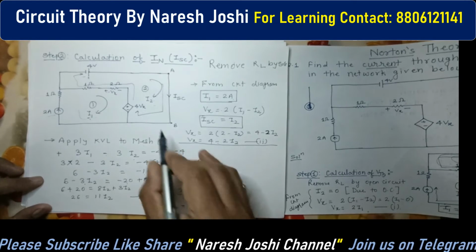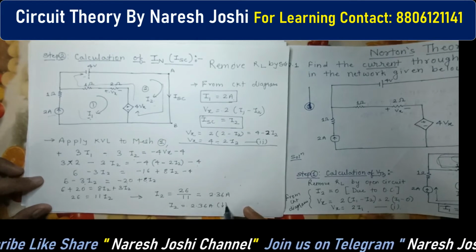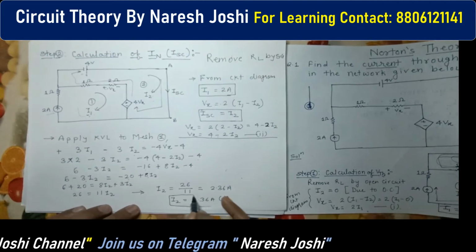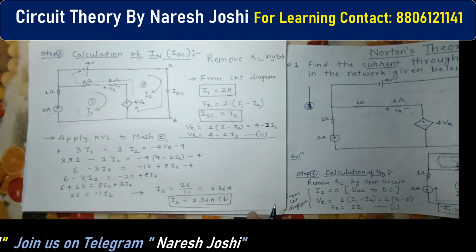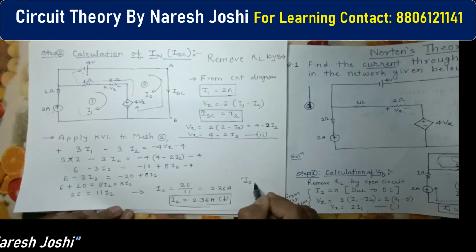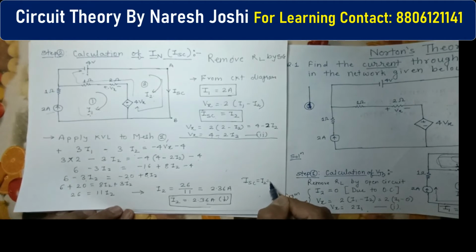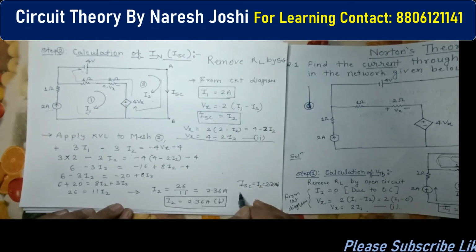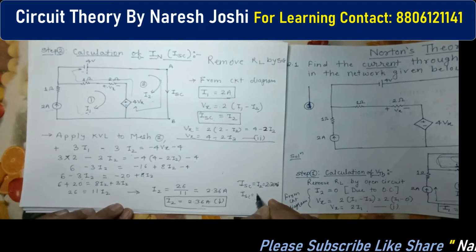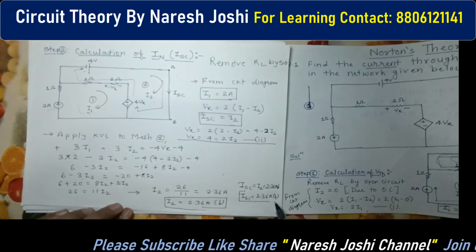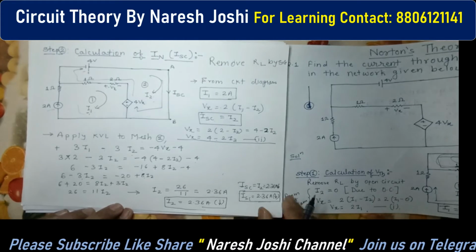So here we obtain I2 equals 2.36 ampere, and the direction you can see is downward, so we write it here. This is the value of I2. Clear? Here you can see ISC equals I2. So what will be the value of ISC? ISC equals again I2, which is 2.36 ampere, downward direction. So I will write here ISC equals 2.36 ampere, and the direction will be downward. This is clear.